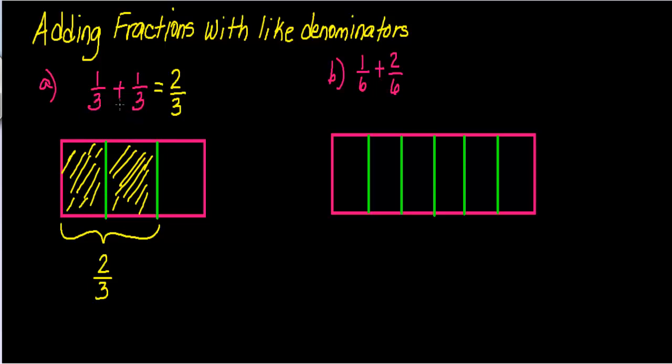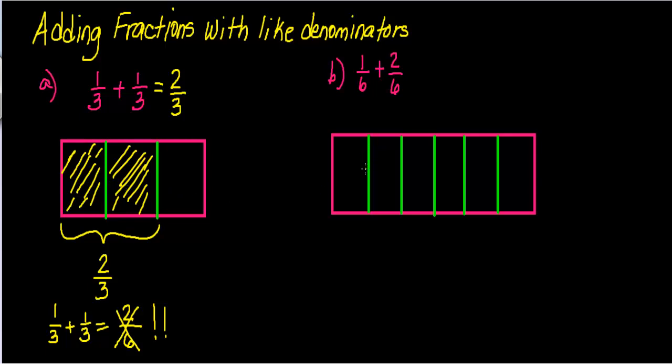A lot of students will make the mistake of having 1/3 plus 1/3, and they will add 1 plus 1 in the numerator and get 2, and then they will add 3 plus 3 and get 6. And that is wrong. Do not add the denominators when you're adding fractions, because you can see here visually that this is not 2 out of 6. This is 2 out of 3.